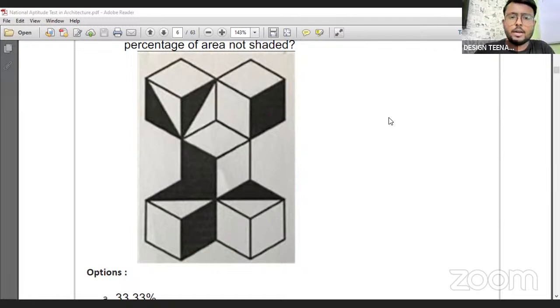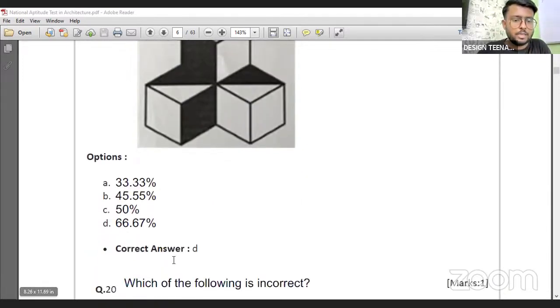Now, when we try to identify the shaded ones: 1 is shaded, 2 is shaded, 3 is shaded, and half of 2, so that makes 4. And over here again half of 2, so 5. 5 surfaces are shaded out of 15. So what is the percentage then? 5 divided by 15 into 100 is the percentage. That means a third, so 100 divided by 3 is 33.33. Option A is the correct answer there.